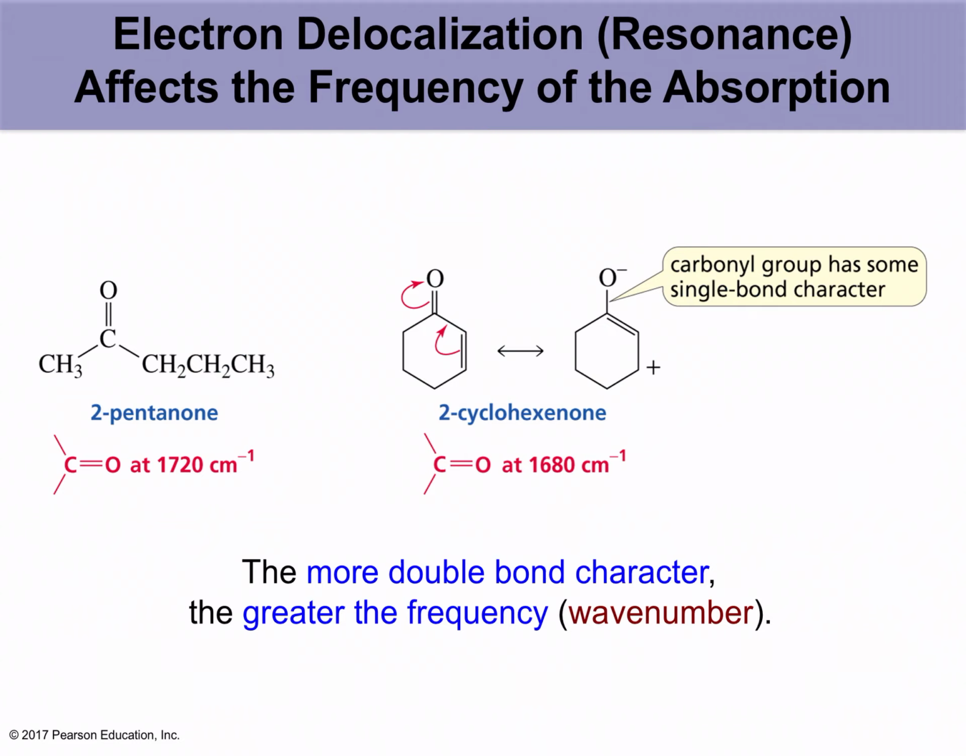Now the first one, we have 2-pentanone. It's an isolated double bond, a carbon-oxygen carbonyl group. And then we have 2-cyclohexenone. Now the second one, you can draw a resonance structure.